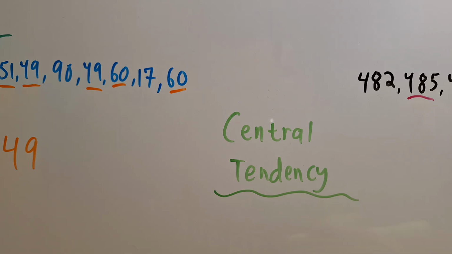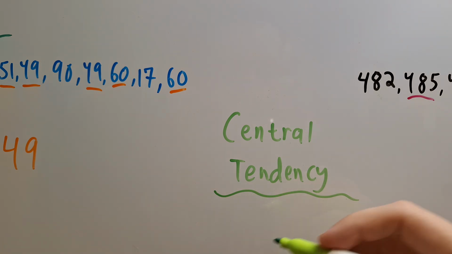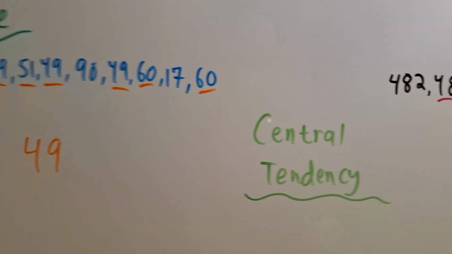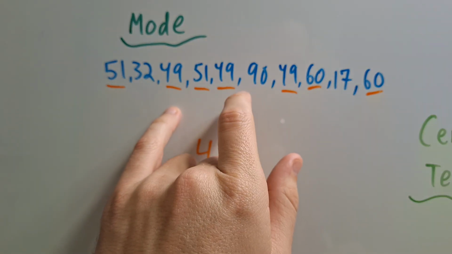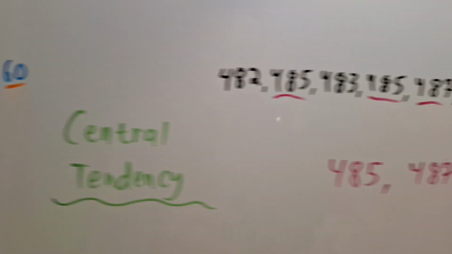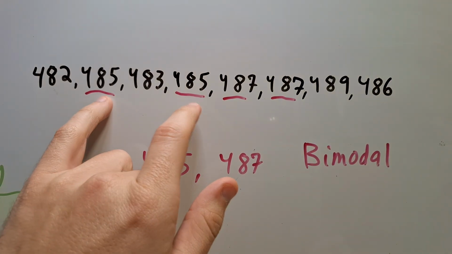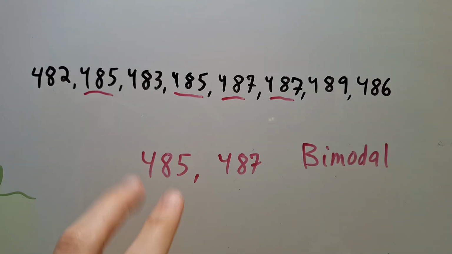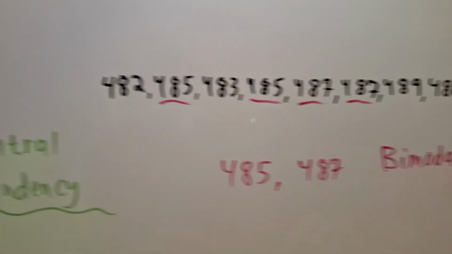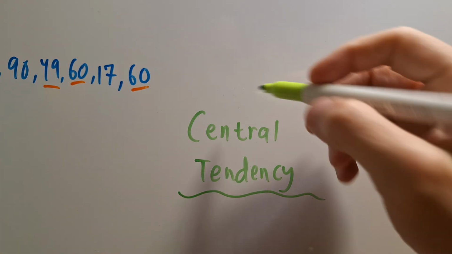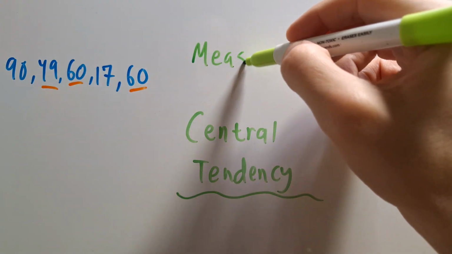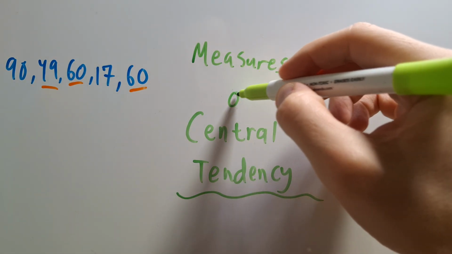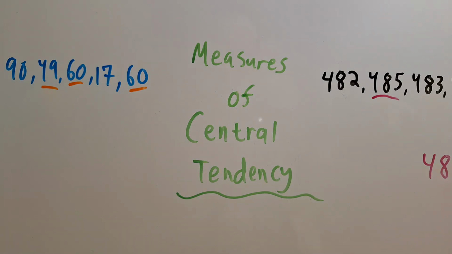Can you have a set of numbers where you have no mode? That can happen as well. But again, not too common. Sometimes you'll have one mode, like you had here. We had 51 appear twice, but we had 49 appear 3 times. Versus here, where you had 2 numbers that appeared twice, also known as bimodal. And then just remember, mean, median, and mode are what are known as measures of central tendency. The big fancy term for those 3 things.